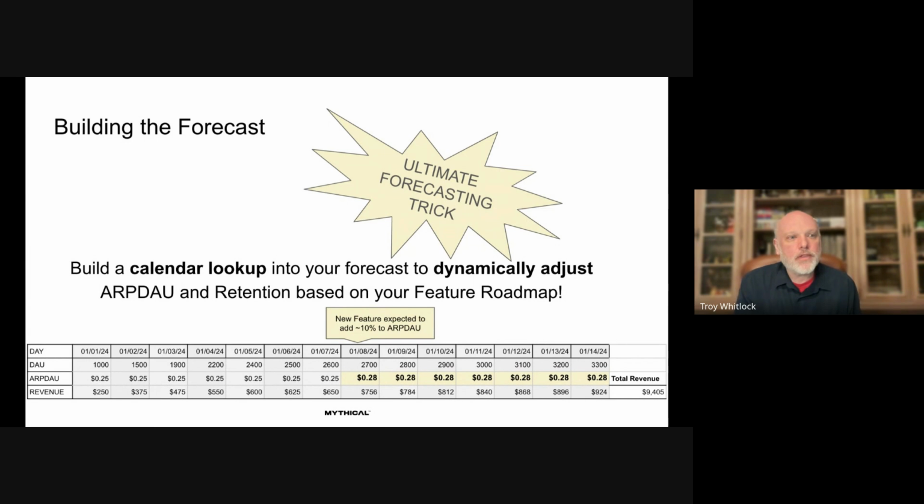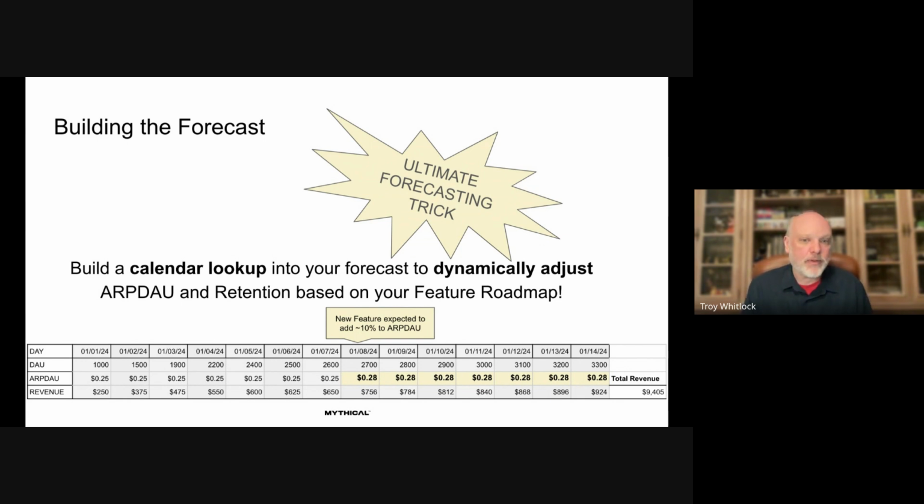One of the tough things about forecasting is that if you forecast a fixed ARPDAU or a fixed retention rate for the whole year, it looks like you're doing nothing to improve the game. So a trick here is to build a calendar lookup into your forecast that can dynamically adjust your ARPDAU and retention targets based on your feature roadmap.